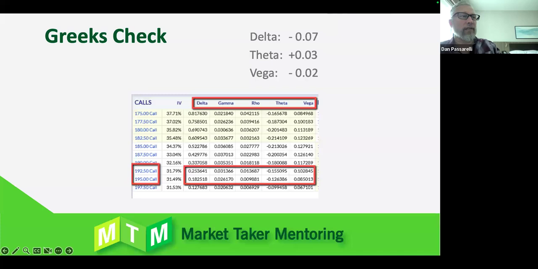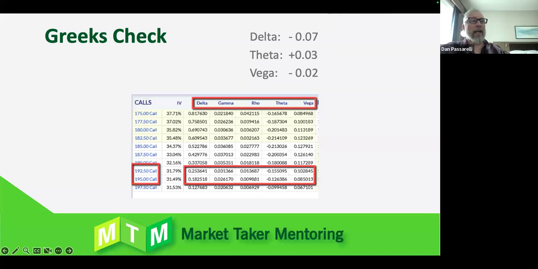Because this is a put credit spread. Is it a put credit spread? No, this is a call credit spread. Because this is a call credit spread, the delta is going to be negative because I'm selling the 192.5 calls, getting short 25 deltas, long 18 deltas. That makes short 7 deltas net.